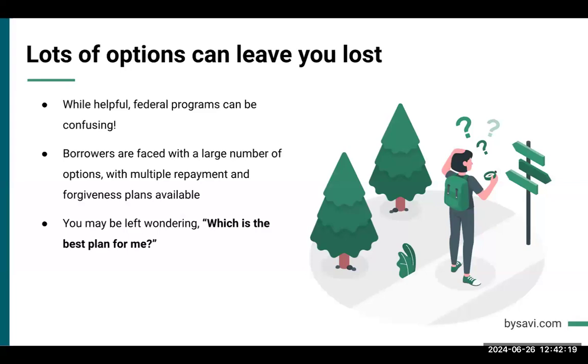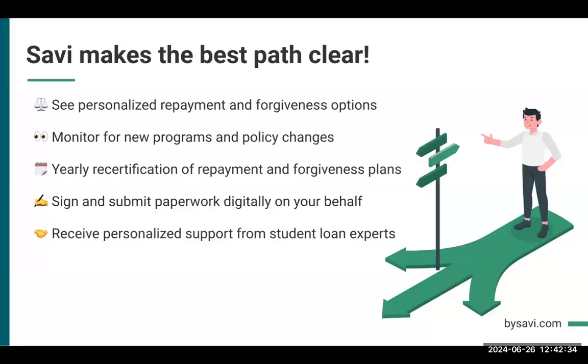With so many different programs, with so many different requirements to meet, borrowers face so many options and are likely left wondering, what is my best option? Thankfully, that is exactly why Savi started and why we are here to help. Because with Savi, we make the best path clear for you. In your account, you'll be able to see personalized repayment and forgiveness options that are tailored to your unique situation. You'll see things like what your monthly payment is on an income-driven plan, how many payments count toward forgiveness, and how much forgiveness you can get.